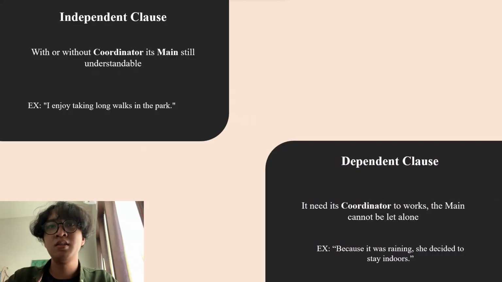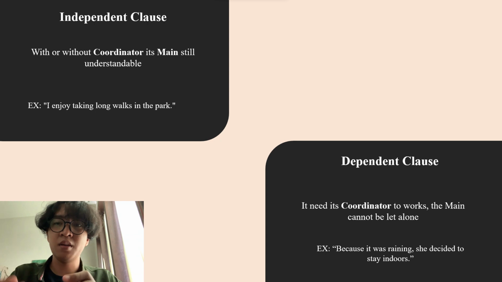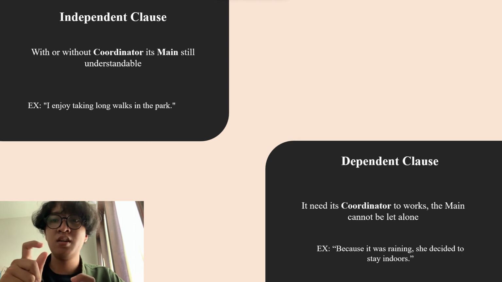First we got independent and dependent clauses. What is an independent or dependent clause? The independent clause is usually a clause that can stand on its own. But on the other hand, a dependent clause cannot. So in clauses you have a main clause and a subordinate clause. This dependent clause needs the main clause to explain it.